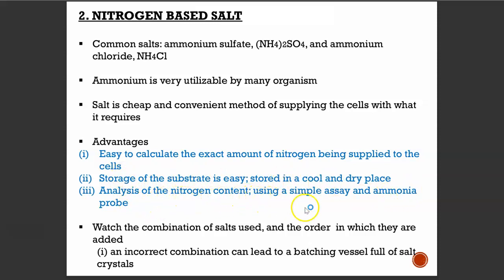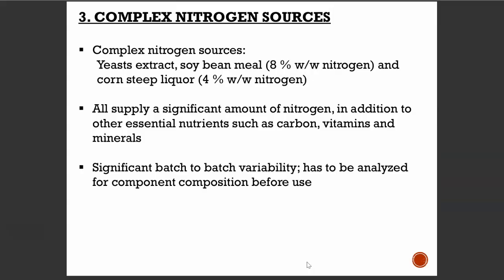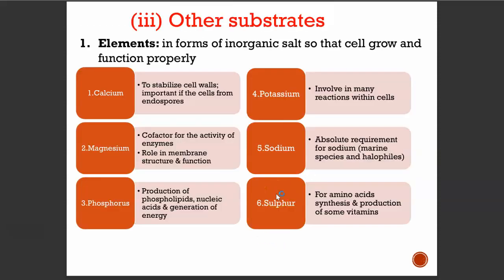Analysis of nitrogen content can be done using a simple assay and an ammonia probe. Watch the combination of salt used and the order in which they are added, because an incorrect combination can lead to a batch vessel full of salt crystal. Another source of nitrogen is complex nitrogen sources, and this could be yeast extract, soybean meal, and corn steep liquor. All supply a significant amount of nitrogen in addition to other essential nutrients such as carbon, vitamins, and minerals. Because of significant batch-to-batch variability, they have to be analyzed for component composition before we use them.